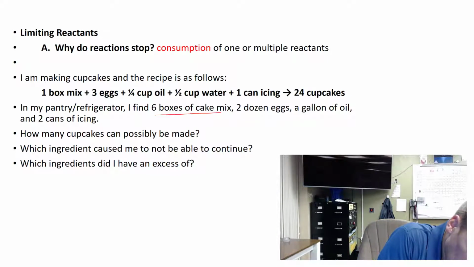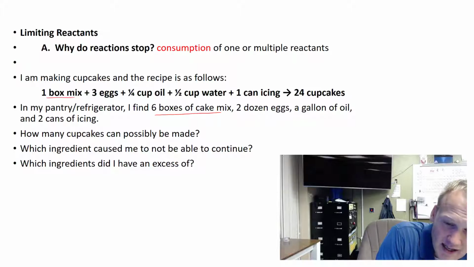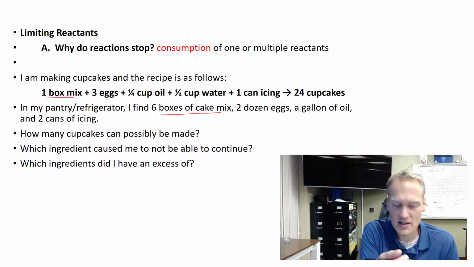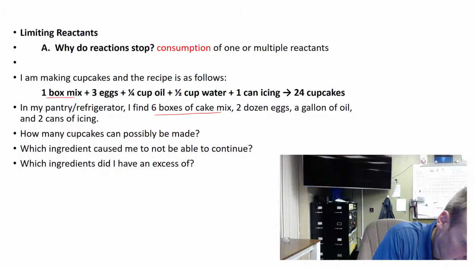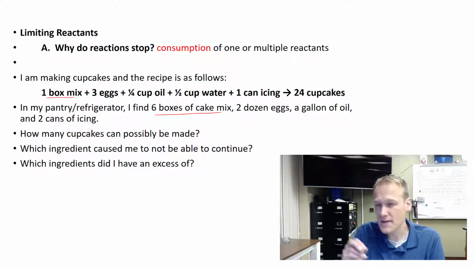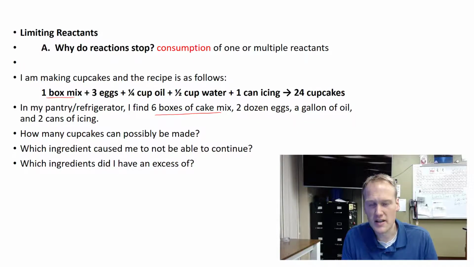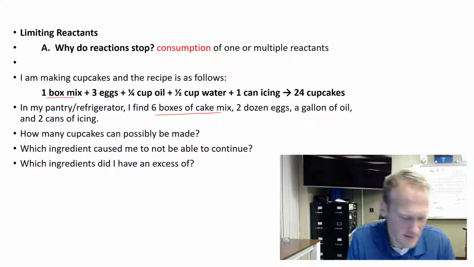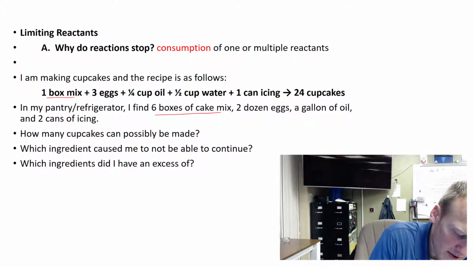We have 6 boxes of cake mix and it only takes 1 box to make 24 cupcakes. So 6 times 24 would tell us how many cupcakes we could make. We have 2 dozen eggs and 3 eggs makes 24 cupcakes. So you could see that 3 times 8, because that's how many times 3 goes into 2 dozen, would be how many batches of cupcakes I could make.